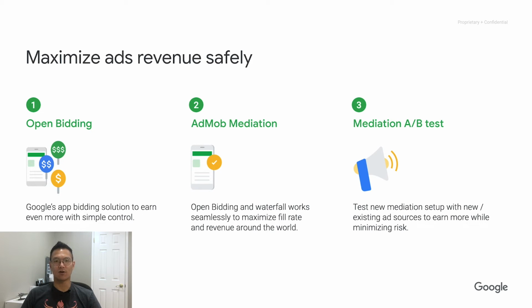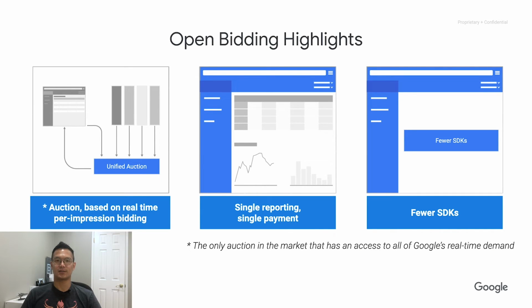And then we're going to cover mediation A/B test, which is a new feature which will allow you to test different setups to find the best setup for your inventory and get the best revenue. With that, let's go to open bidding first.